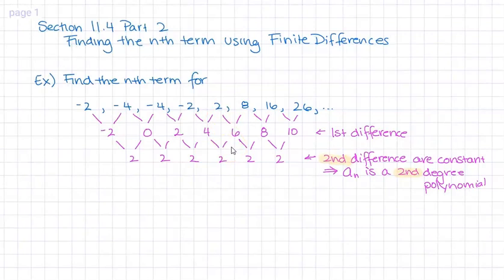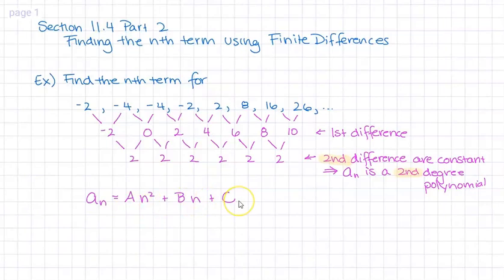But we can make a system of equations. So if a sub n is a second degree polynomial, then we know that a sub n has to be of this form: A n squared plus B n plus C. I like to use capital letters here because it doesn't get mixed up with any other variable that we're using in the problem. But a sub n is going to look something like this. This is a second degree polynomial. I just need to find the values for A, B, and C.